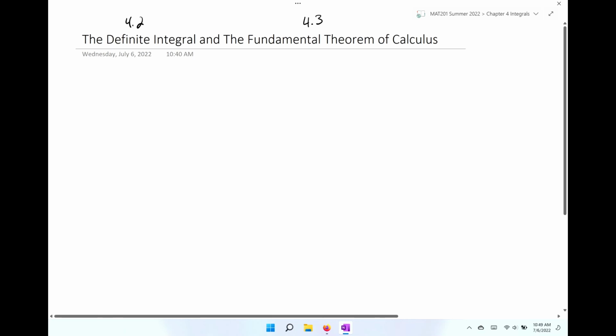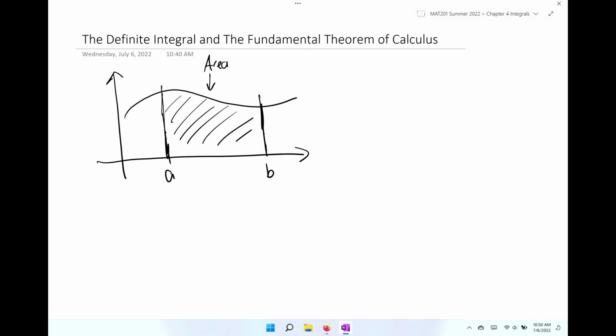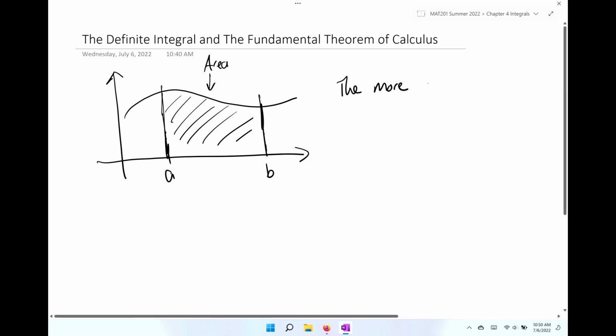Now, back in section 1, we learned that if you had, let's say, some sort of curve, all right, and it starts at A to B, you could, in essence, find the area underneath this curve by drawing rectangles. And one of the things we notice, at least I hope so, is that the more rectangles you draw, the better approximation that we're going to get.